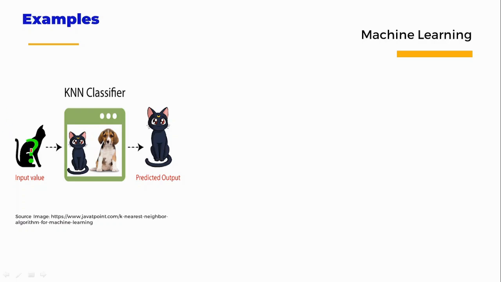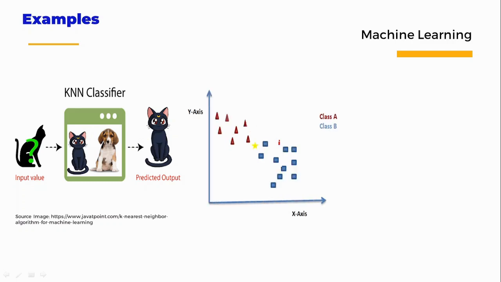The new data point's features indicate that this animal is a cat. So here our KNN is based on feature similarity. We can perform this classification task using the KNN classifier. In this image you can see it is trained with the KNN algorithm, and it shows that the predicted outcome is a black cat.